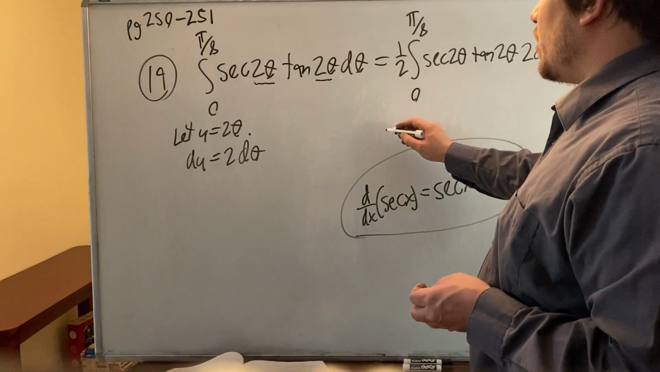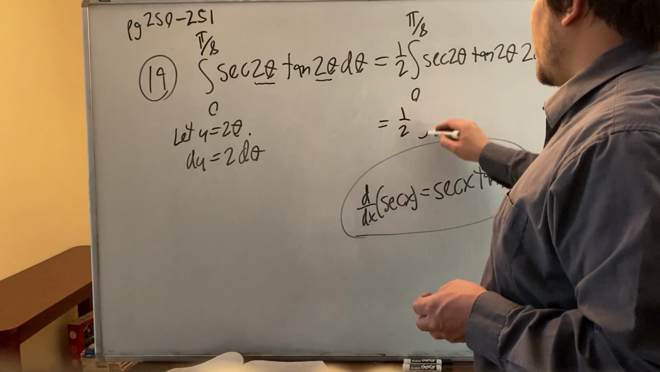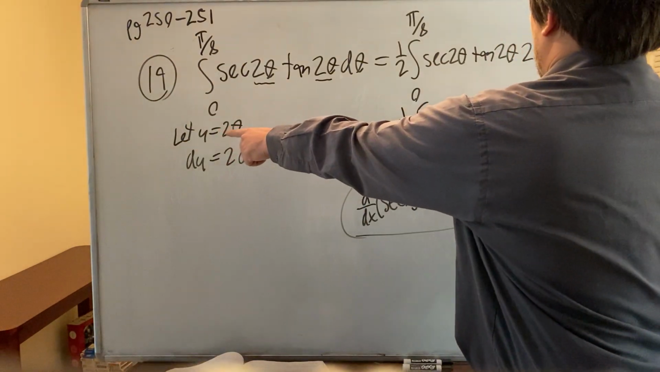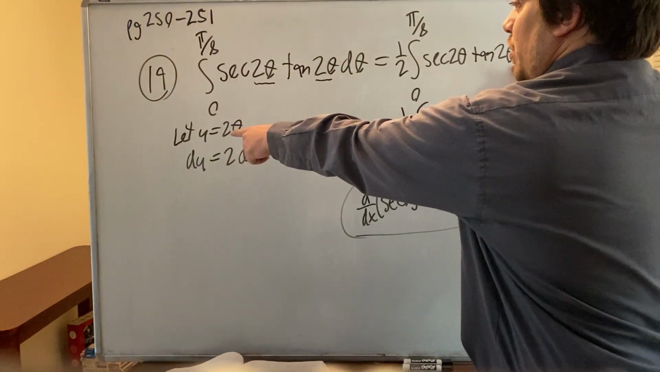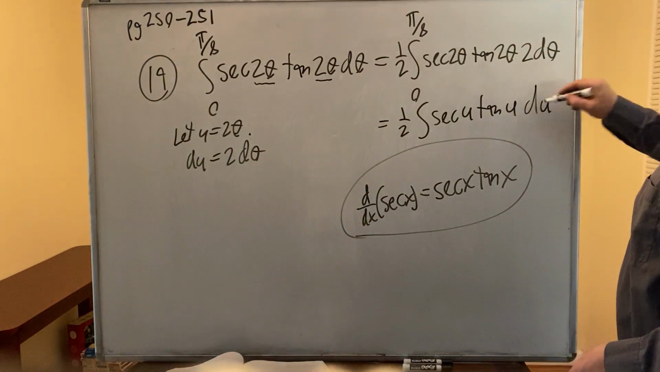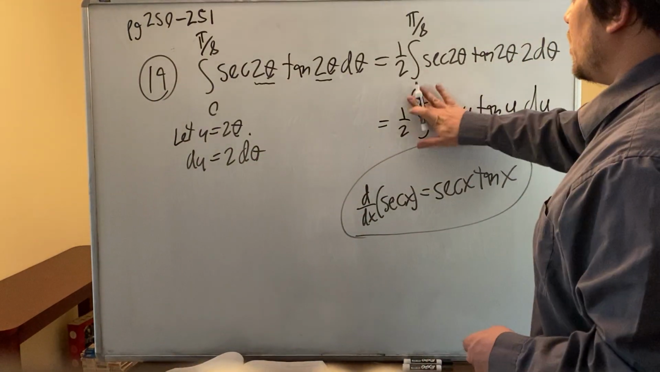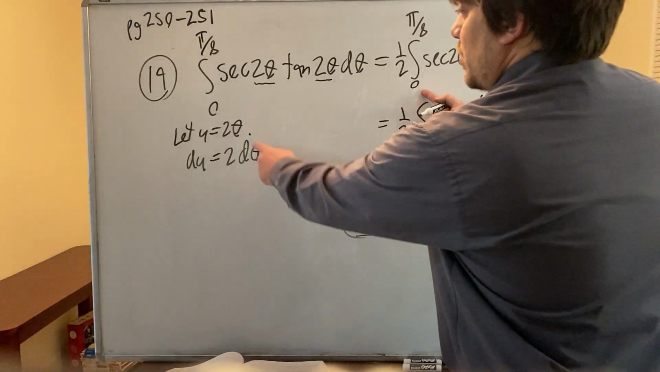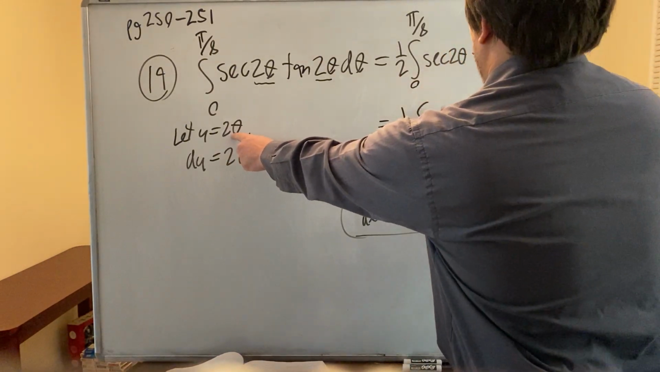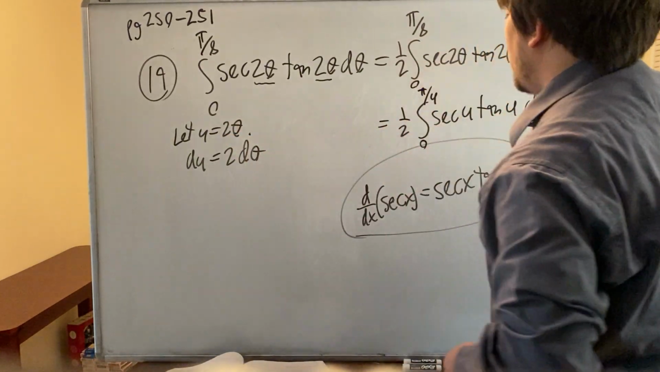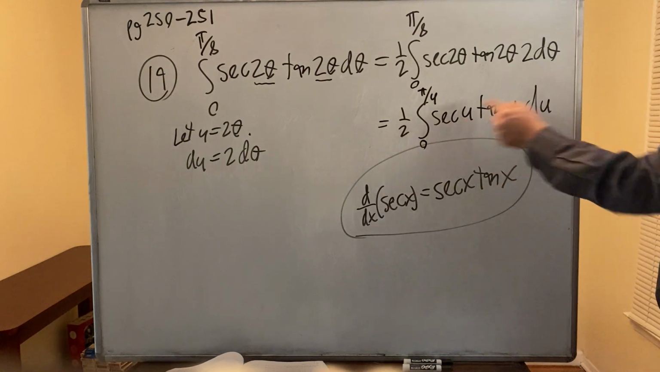Okay, now when you apply u substitution, this is equal to 1/2 times the definite integral of secant of u tan of u, and then 2 d theta, which is du. And so now I have this, that goes there. Now, when theta is 0, 2 times 0 is 0. And when theta is pi over 8, 2 times pi over 8 is pi over 4. And so now we have this 1/2 times this definite integral.